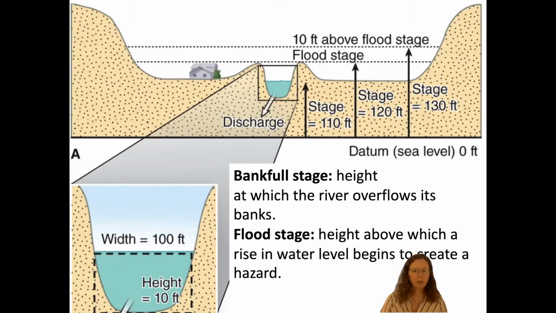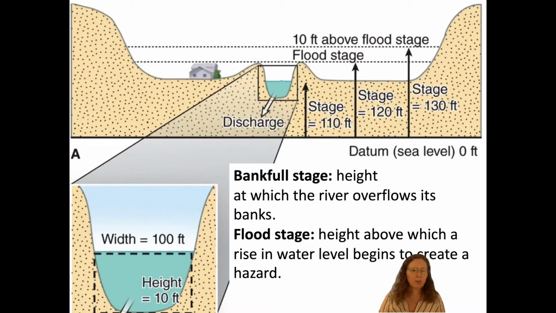To hydrologists, a flood is any time there is more water than the channel can hold and the river starts to overflow its banks. Hydrologists call the very largest amount of water that the channel can hold the bank full stage. But if some water spills onto the floodplain and there's no risk to human life or property, most people don't care. So we also define a flood stage, which is the height above which a rise in water level begins to create a flood hazard, damaging property or creating a risk to life.